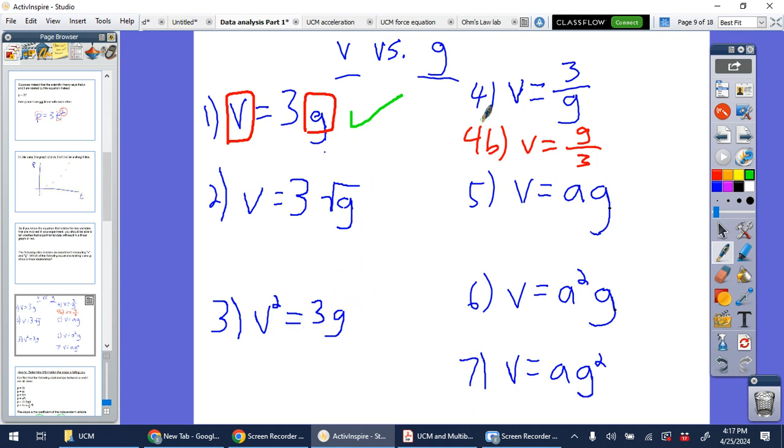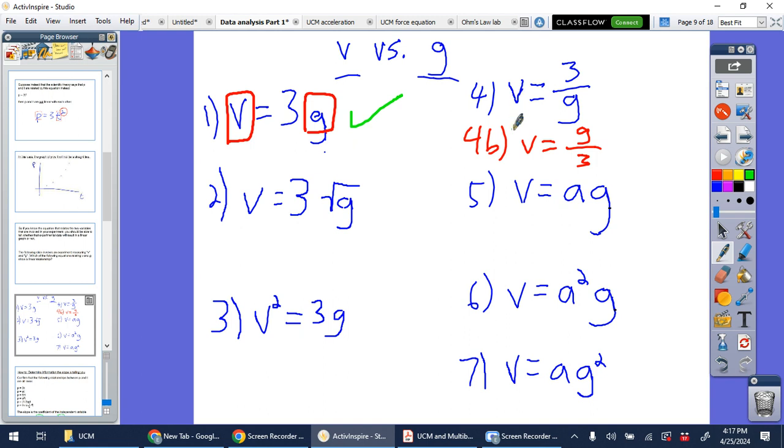4A is a tricky one. Anytime you see a letter in the denominator, it is not linear. A lot of people look at this and think, oh, that exponent is 1. Actually, if you want to be technical about it, the fact that it's in the denominator means that exponent is officially -1. So that is not linear. This is called an inverse relationship.